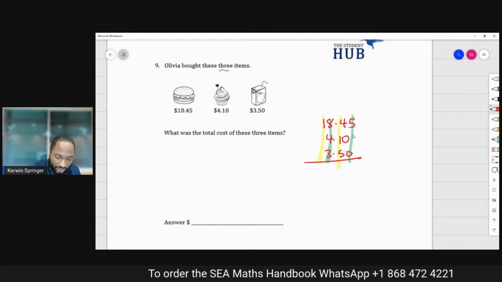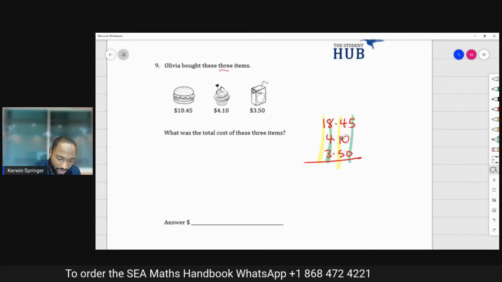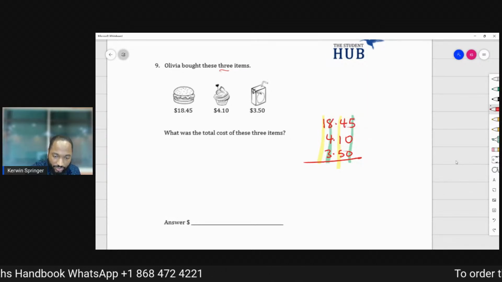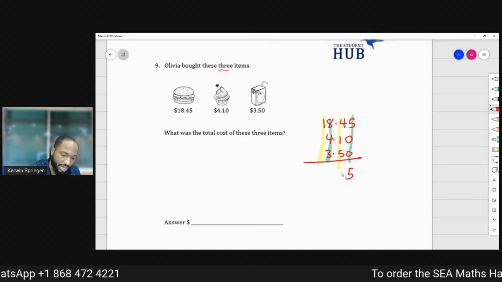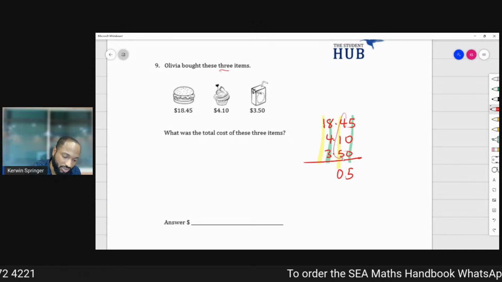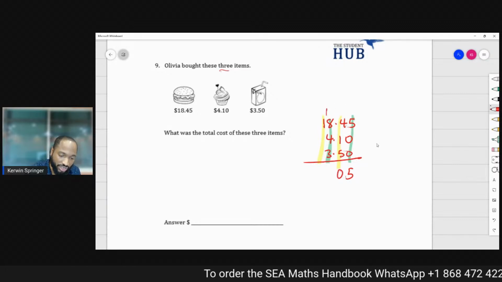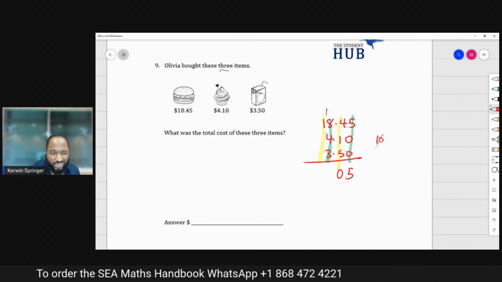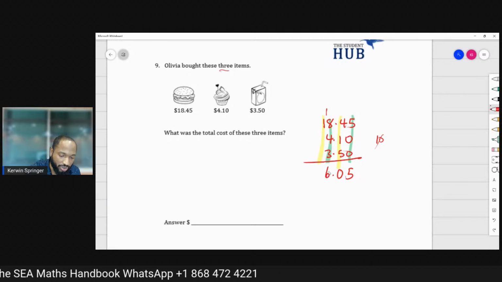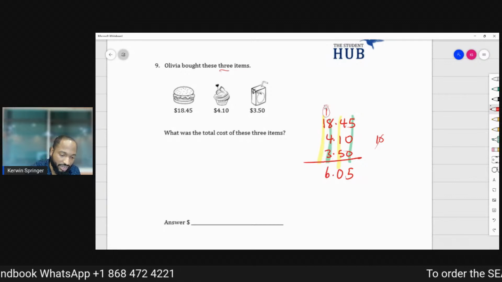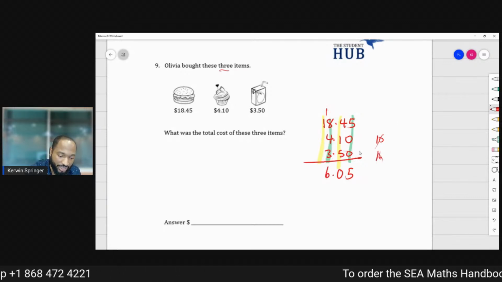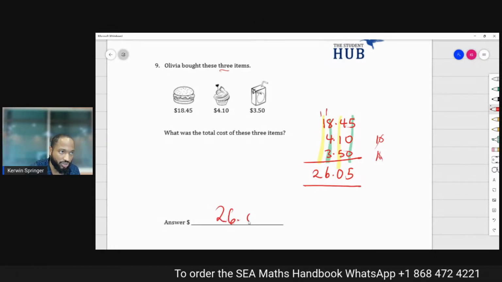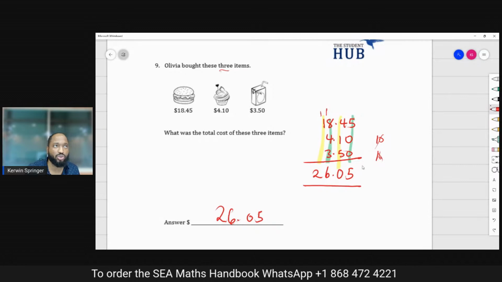Right. So this is 5, and this is another 10, because all of this makes 10. So I'll bring the 1 across there. You understand? Like that. And then we have 16. So all of this adds up to make 15. And then when I add this one, I get 16. I'll put the 6 there and the 1 will come here. So I get 26. So 26.05 is correct.